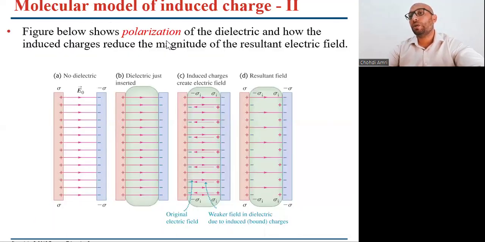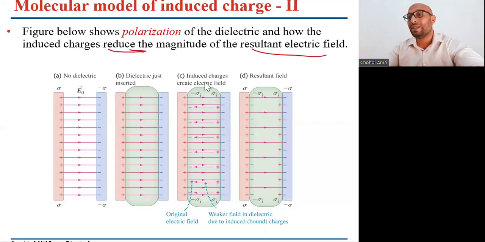The figure below shows the polarization of the electric field and how induced charge reduces the magnitude of the resultant electric field. As we discussed right now, we have two parallel plates. The first plate is charged positively on the left. The second one is charged negatively on the right. There is an electric field pointing from the positive to the negative, so it's pointing to the right. After the dielectric is inserted.